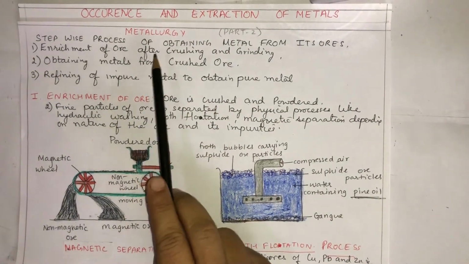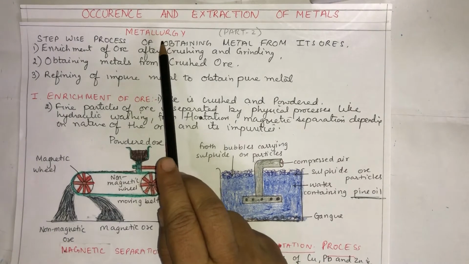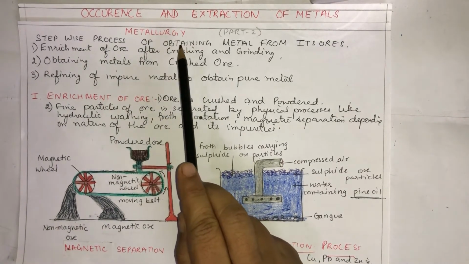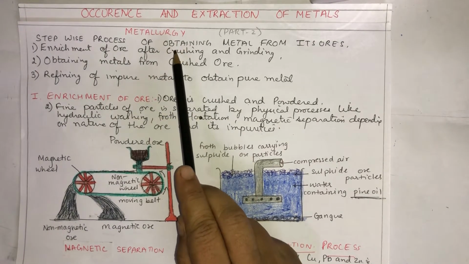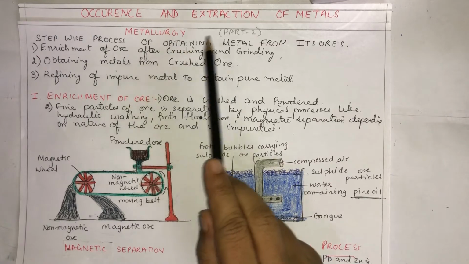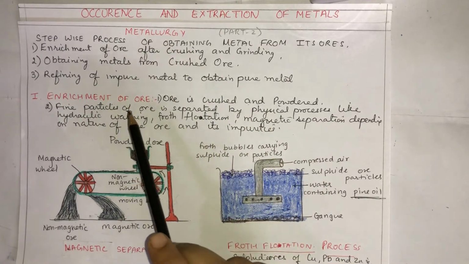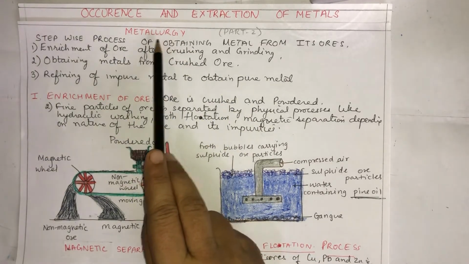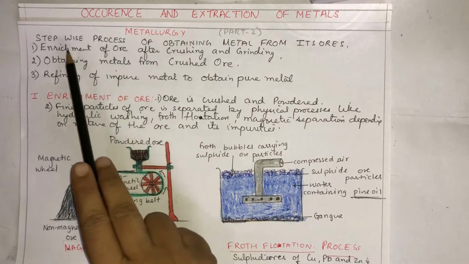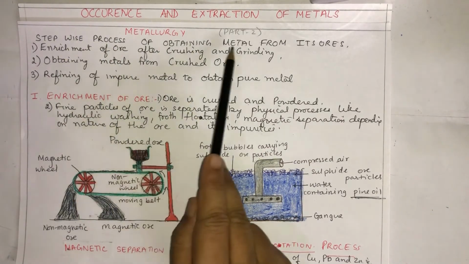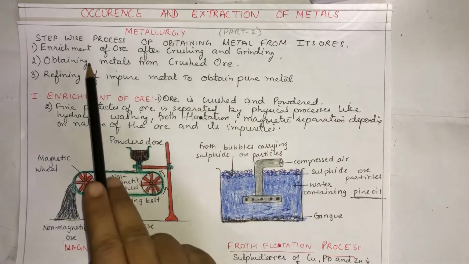Now metallurgy, I have explained to you in the previous video about the types of ores in form of oxide, sulfide and carbonate, and also explained a flow chart of metallurgy to you. Now basically metallurgy can be done in three steps. Stepwise process of obtaining metals from its ores.